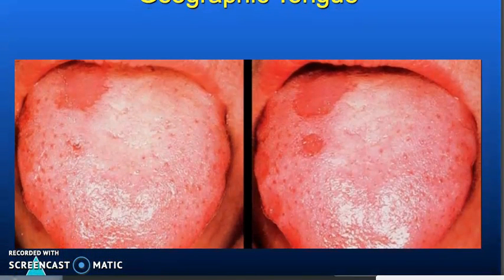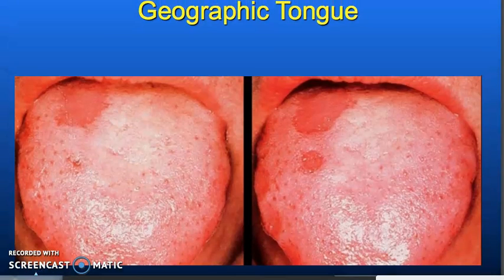All right. And again, two more images of a geographic tongue. You can see how it's very small here, and here it's gotten larger. And the diagnosis for this is pretty simple. Look at it a week from now or two weeks from now. See if it's different. See if it's migrated and moved around.